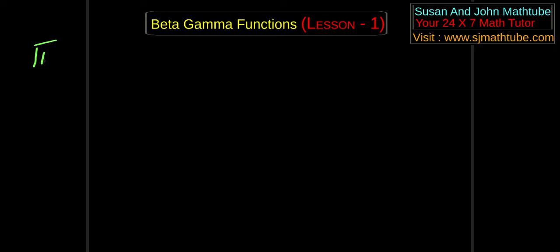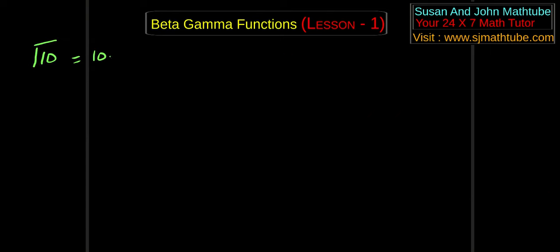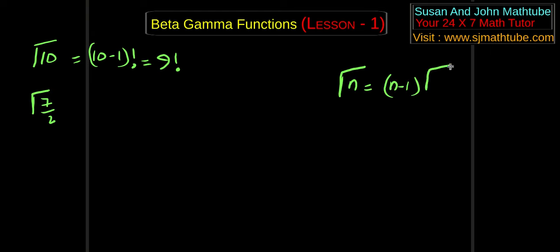Suppose we have gamma 10. I already showed you the property. If you have an integer, you have to write 10 minus 1 factorial. You can do this in your mind and use a calculator later on. Suppose you have gamma 7 by 2. Now look at this. Many times you may get gamma 7 by 2, gamma 11 by 2, etc. So what we do is we use the general property, the reduction formula for gamma. That is gamma n equal to n minus 1 gamma n minus 1.